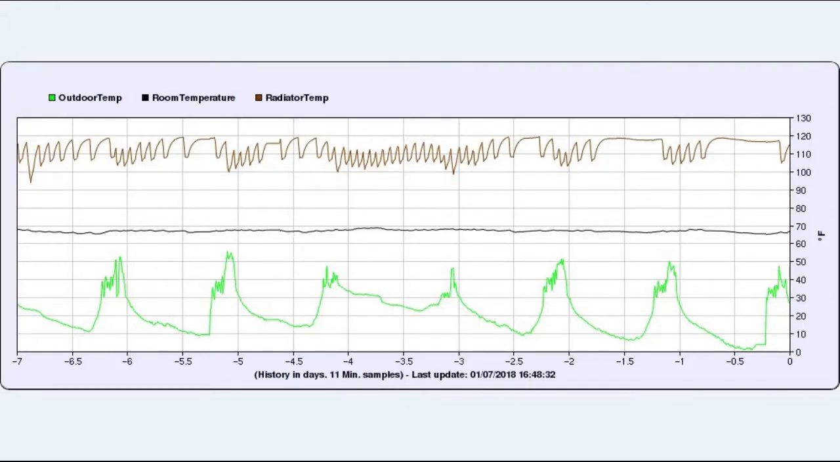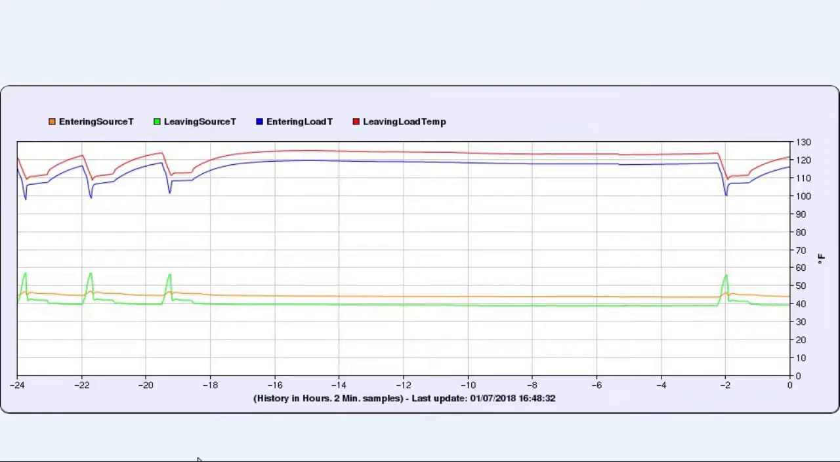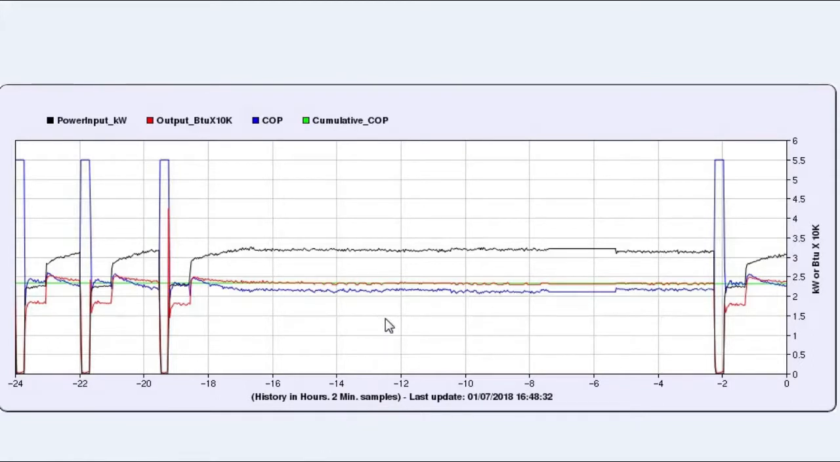At the other extreme, here are some data from the coldest night so far, January 8, 2018, when a polar vortex dropped the outdoor temperature to just about 0. With the system running continuously all night, the radiators leveled off at just under 120 degrees. You can see that the room temperature dipped ever so slightly, so we're right at the limit of capacity of the system. The water was leaving the heat pump at 125 degrees, shown here in red, which is close to its rated maximum, and COP was about 2.2.